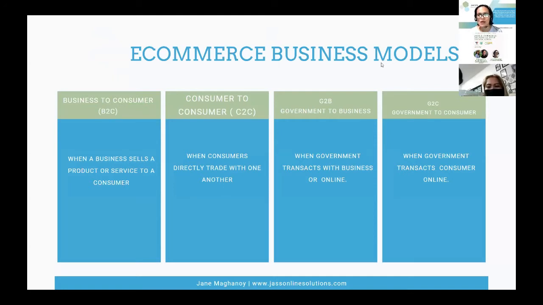And we also have G2B. It's the government to business. We call this one when government transacts with business online. That's one of the forms. And then we also have the G2C, which is government to consumer. So this one is when government transacts with consumers online naman. And there's another one. We also have the B2B, which is the business to business model. Okay, that is directly interacting from one business to a different business.